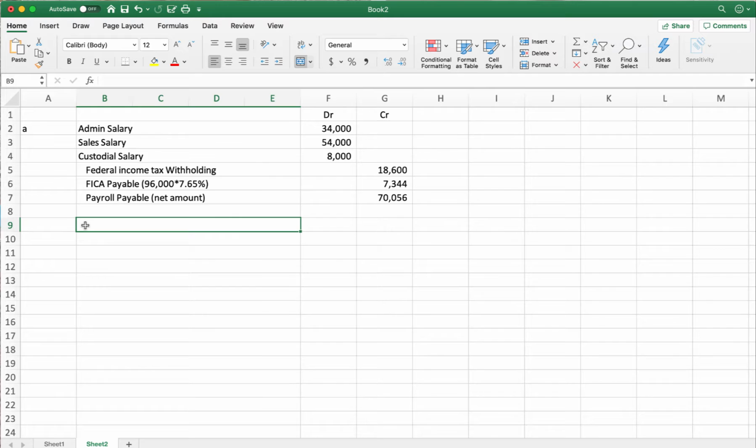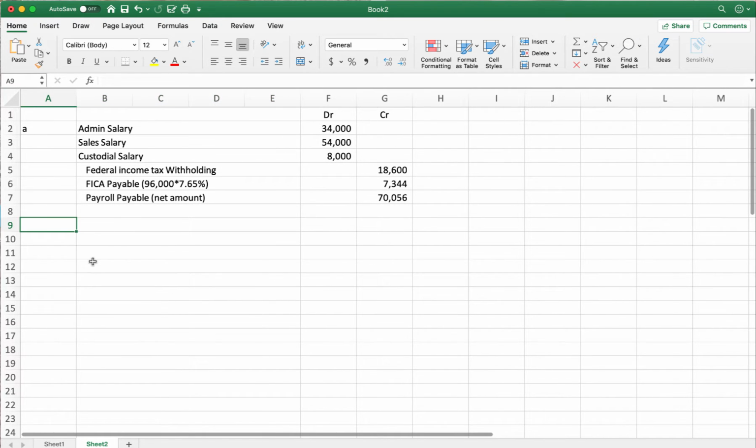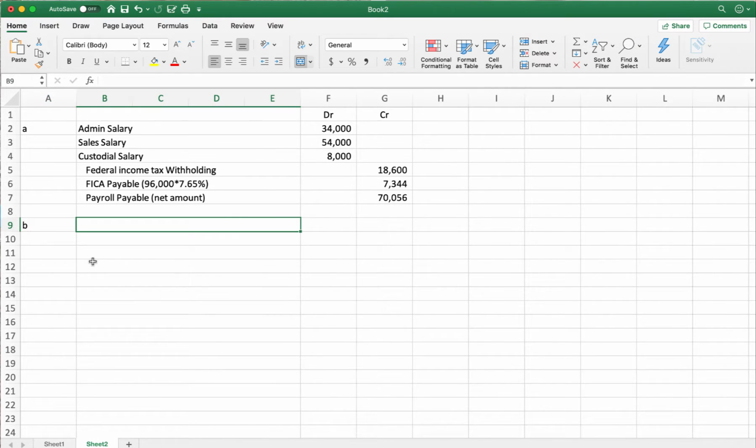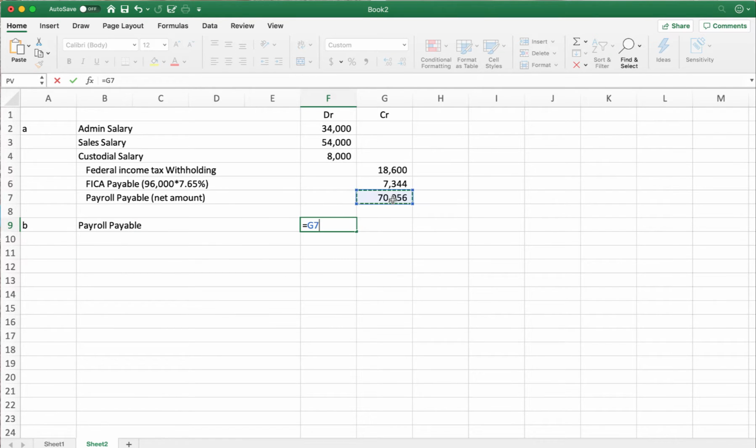Now, we have to pay our employees. So if we look at B, it says make the payment of net payroll. Okay, no problem. I'm going to debit payroll payable for the $70,056, and I'm going to credit cash.